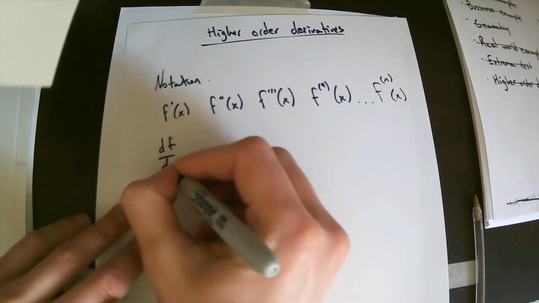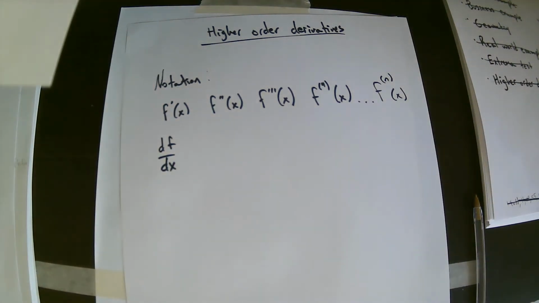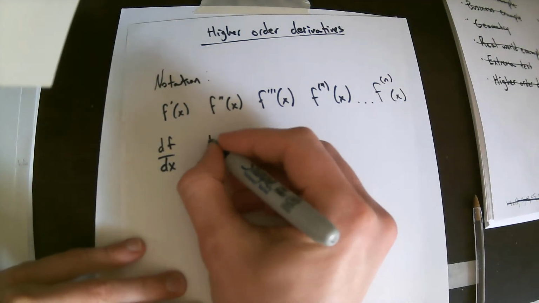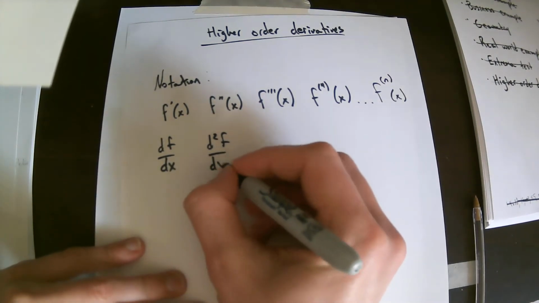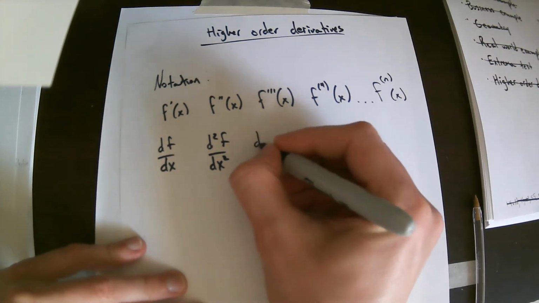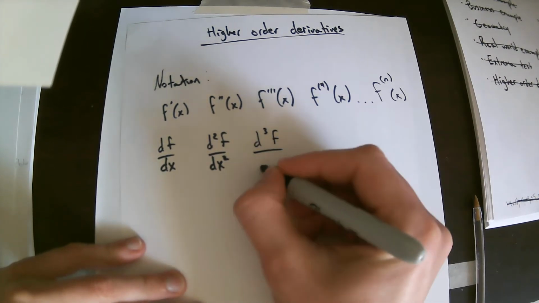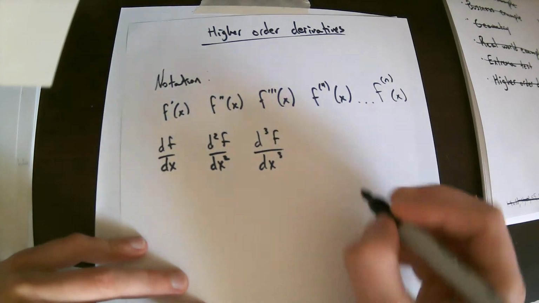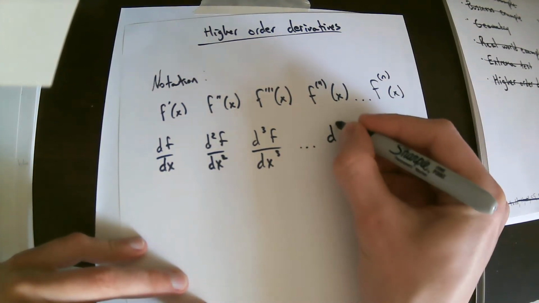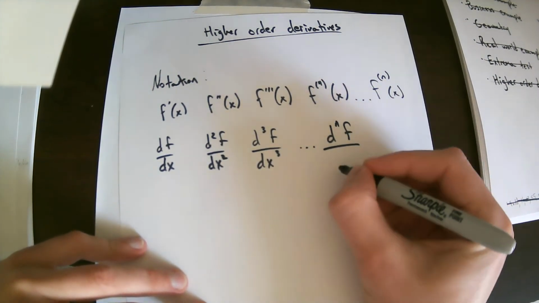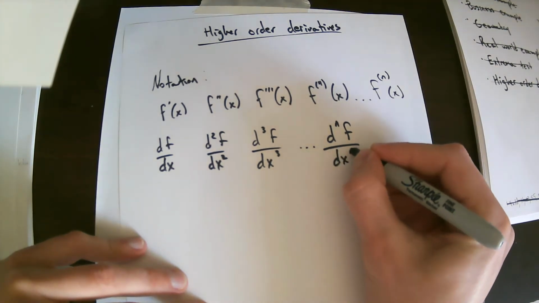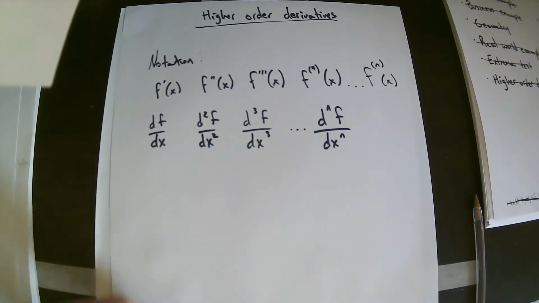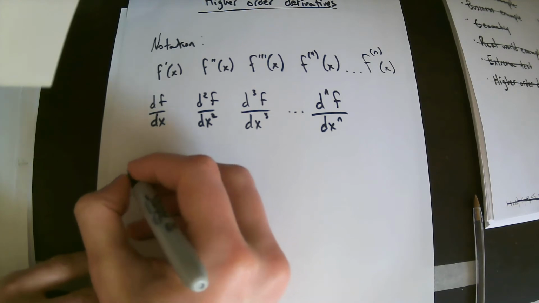With the other notation, Leibniz notation, that's the first derivative. The second derivative would be this. Third derivative would look like that. And then the nth derivative would be d to the n of f over dx to the n.